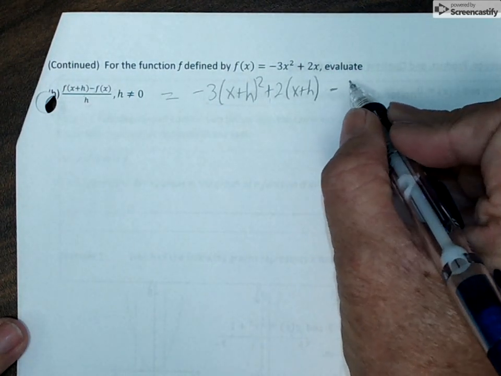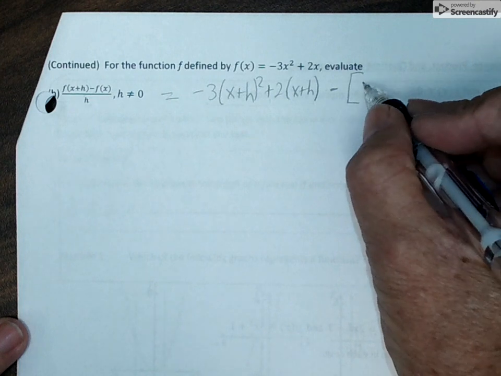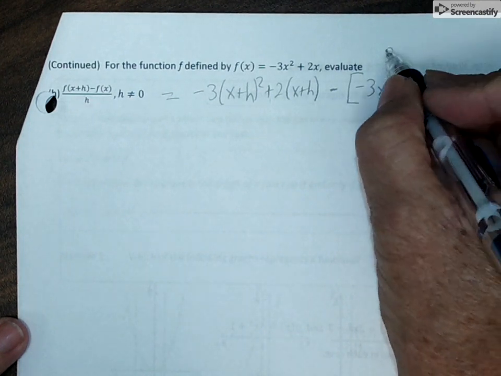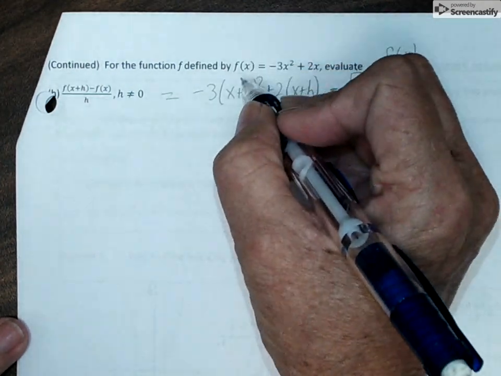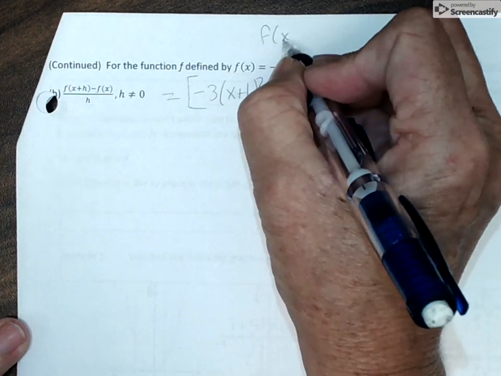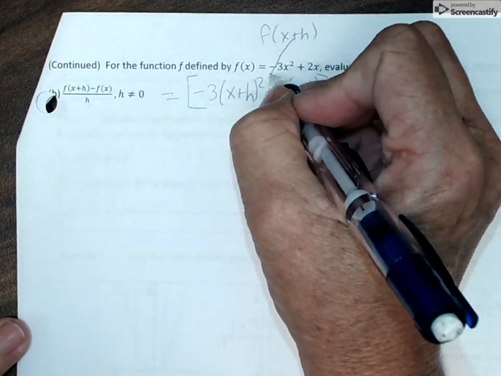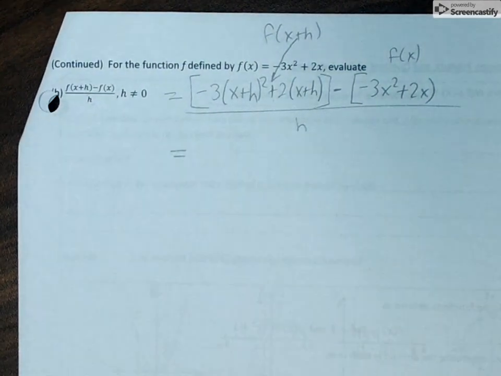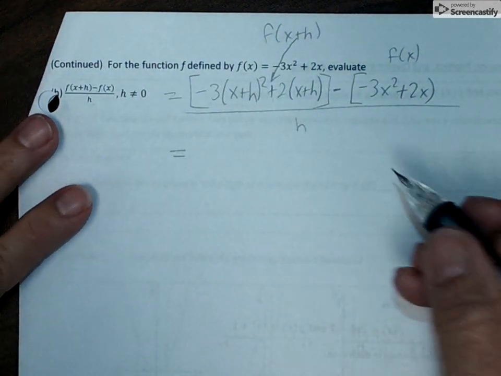Now I need to subtract, so big parentheses here, negative 3x squared plus 2x, because that represents f of x right there. This part right here is f of x plus h. And all of that's going to be divided by h. Okay, let's see if we can simplify this, because I'm sure we can.